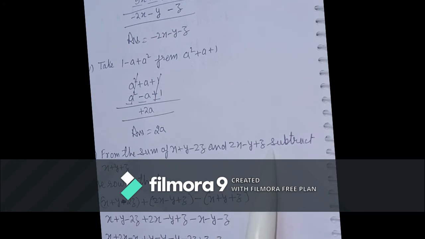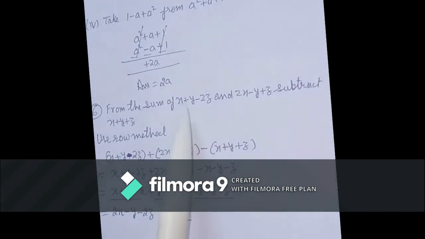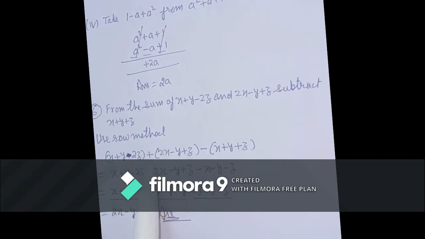From the sum of this and this, subtract this. You can see the question number 6 from your book. Use row method. Here we will use the row method. The sum of which we are going to write, we will write first, and of which you are going to subtract, you will write in the last. Put the minus sign in the last one and put the plus sign between the two. We are going to take the sum.